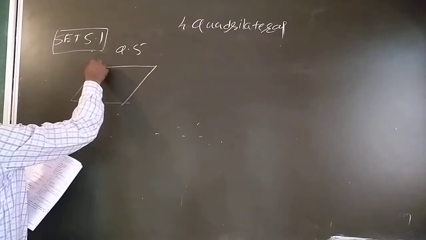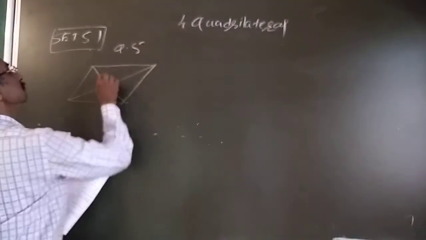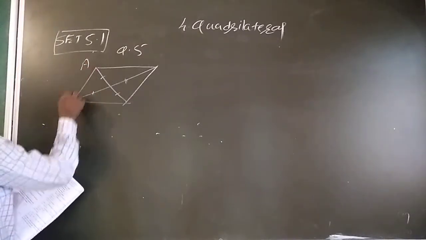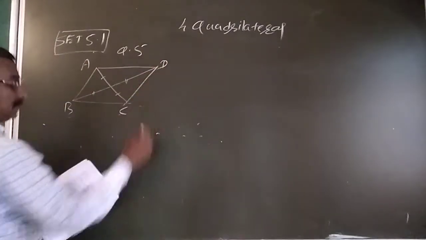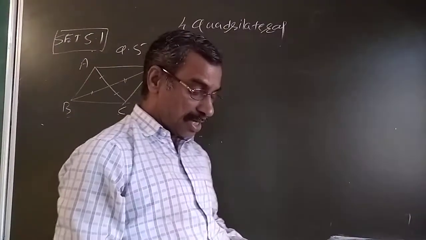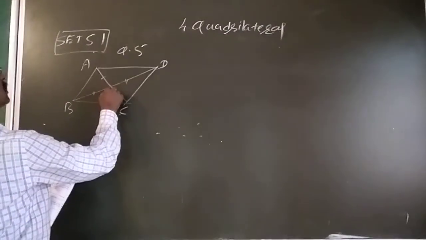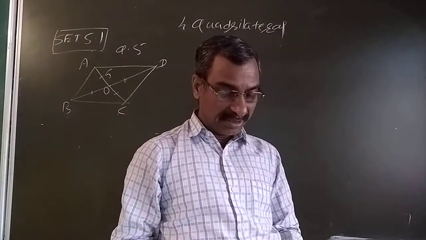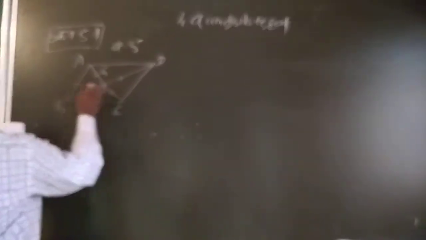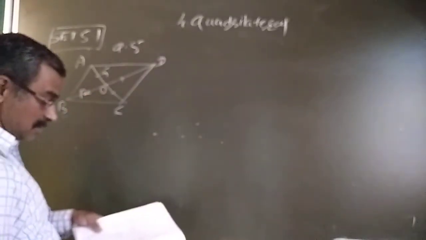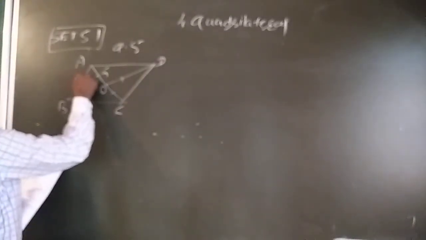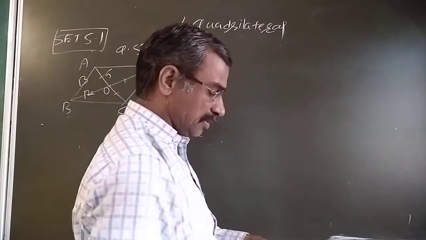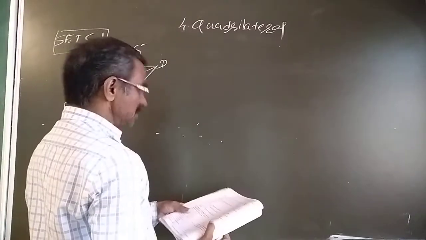The diagonals of this parallelogram bisect each other. We will give the name ABCD. Then, what will be given? The diagonals intersect at the point O. AO is equal to 5. Then BO is equal to 12. And AB is equal to 13. We want to show the parallelogram is a rhombus.